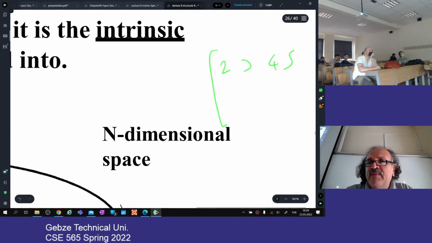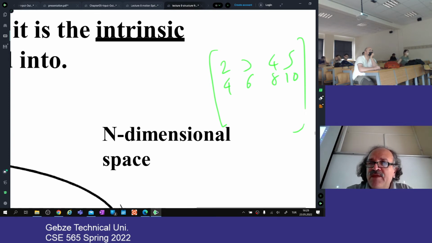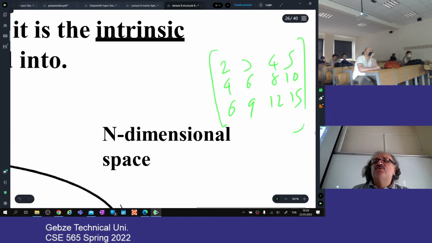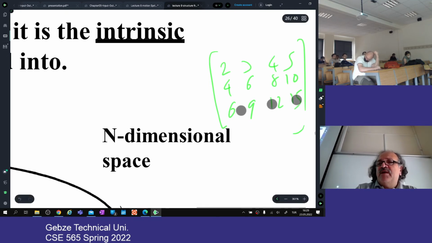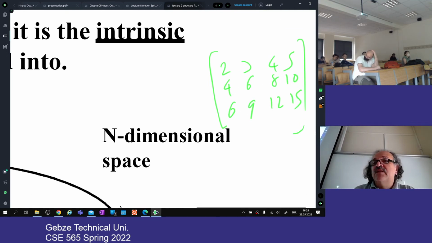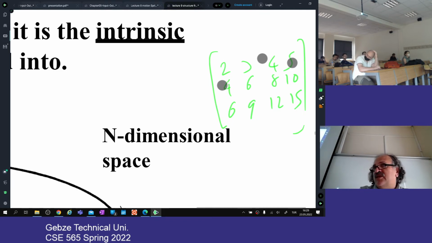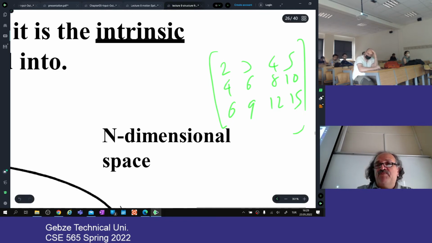Okay, I multiplied these numbers by 2, 8 and 10. I multiplied these numbers by 3, it's going to be 6, 9, 12 and 15. These are linearly dependent. Why? Because I obtained these numbers by multiplying with the same constant, right? So the rank of this matrix is just 1. I know that one, because I produced it.